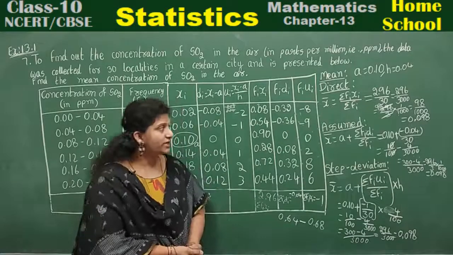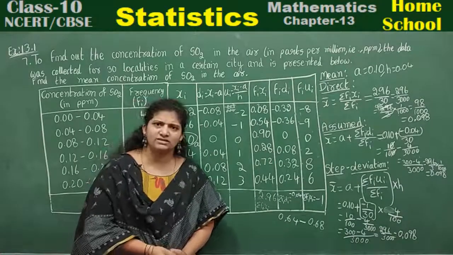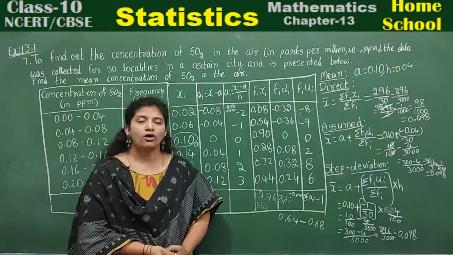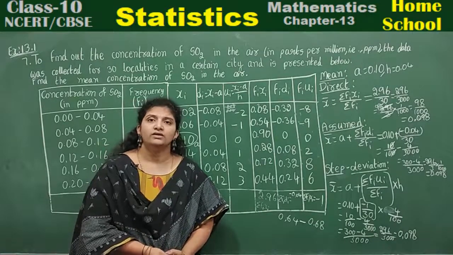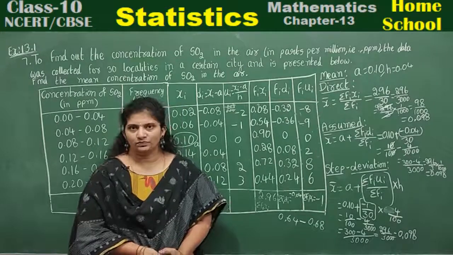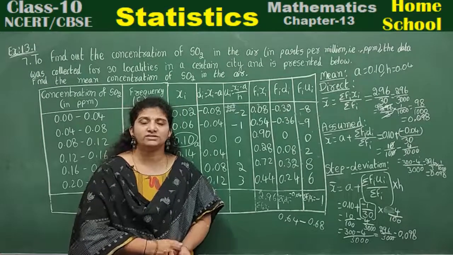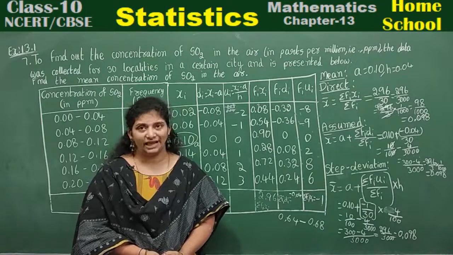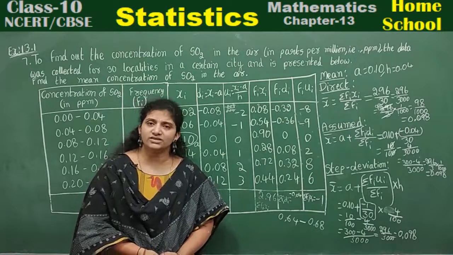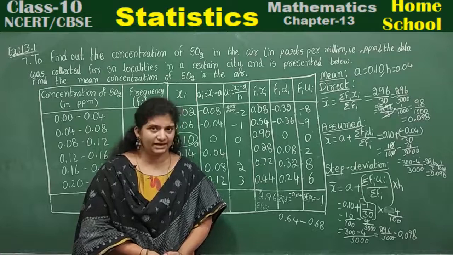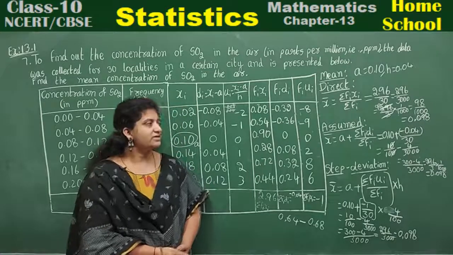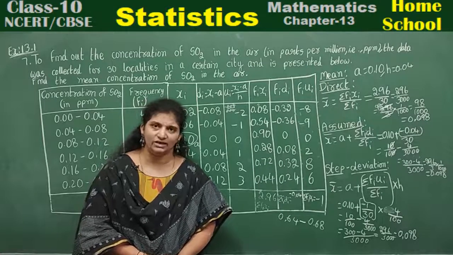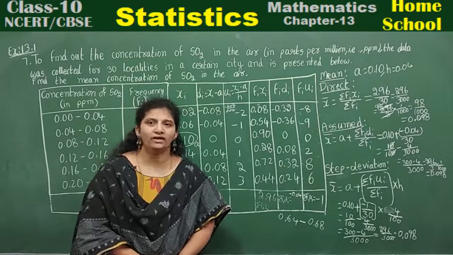Therefore, in all the three methods, we got the same answer, that is 0.098 or approximately 0.099 also. Okay, what is this? This is the concentration of sulfur dioxide present in air. The mean concentration of sulfur dioxide present in air is 0.098 parts per million, or you can say ppm.